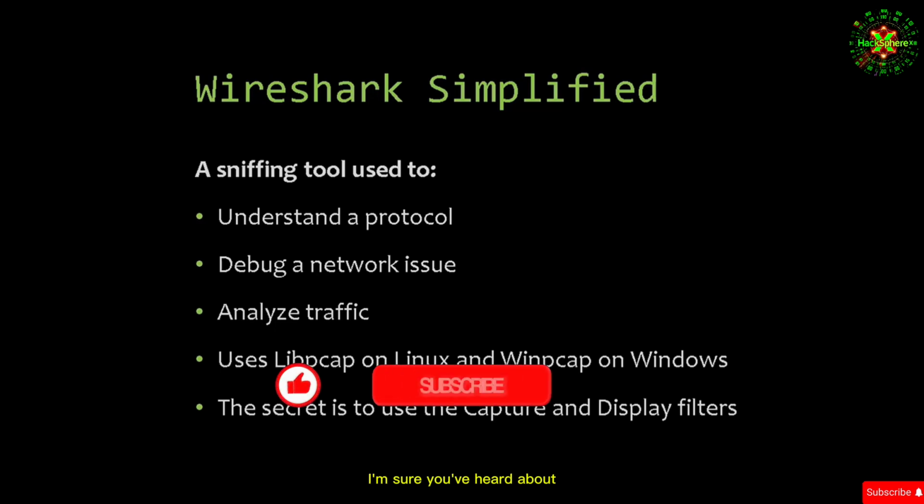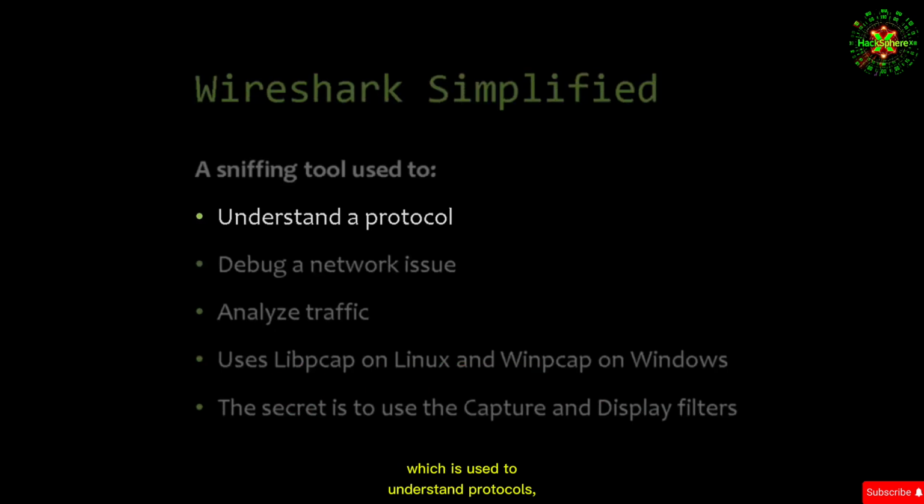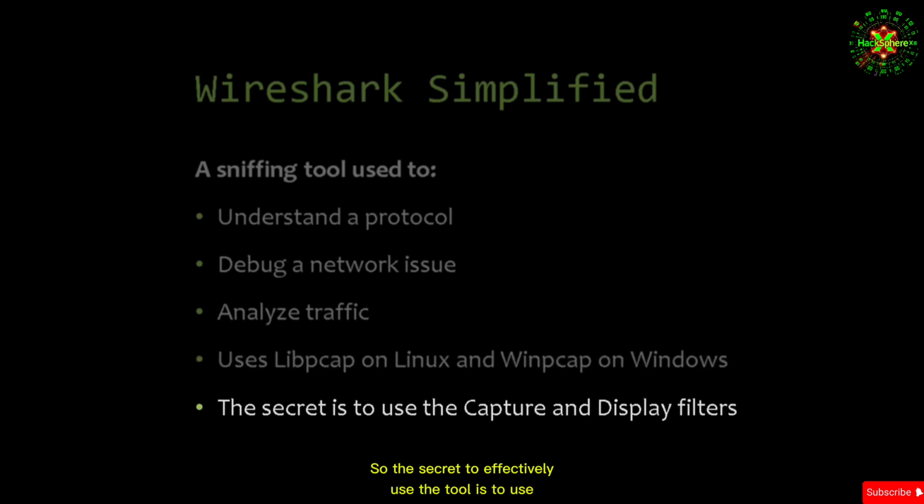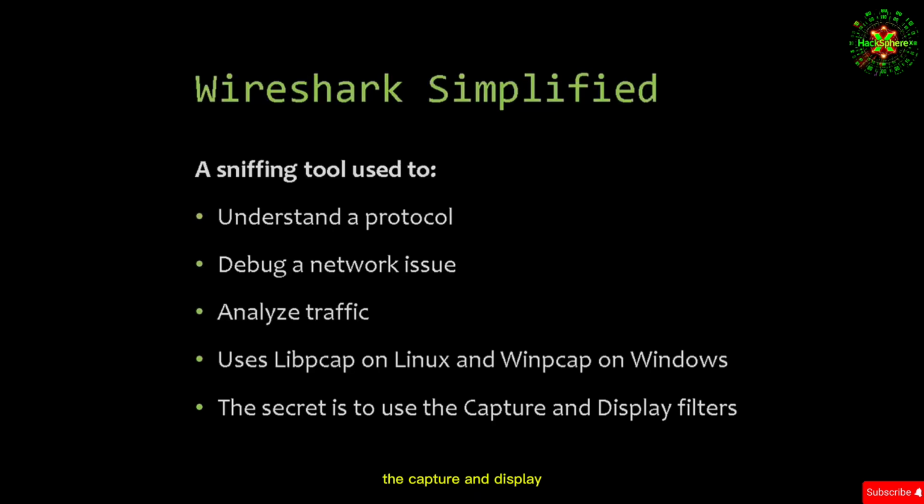I'm sure you've heard about the famous Wireshark network sniffing tool, which is used to understand protocols, debug issues on the network, and of course, analyzing traffic. Wireshark uses libraries on Linux and Windows called libpcap and WinPcap, Linux packet capture and Windows packet capture. As you might have seen before, if you use this tool, you will get lots of traffic. So the secret to effectively use the tool is to use the capture and display filters.